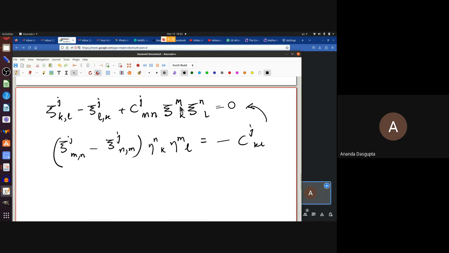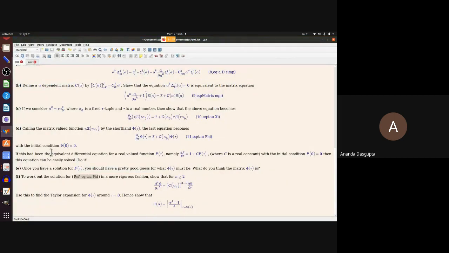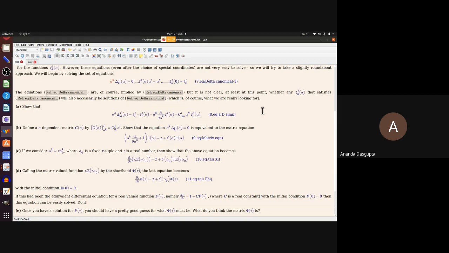Okay, let me just show you roughly what it's going to look like. I don't know whether you can read this, but you can see my screen, right? See the assignment on the screen, right? So it essentially looks like this. Show that one equation. Then define an alpha dependent matrix, show that this equation essentially becomes this equation. Then show this. Then show the next step.